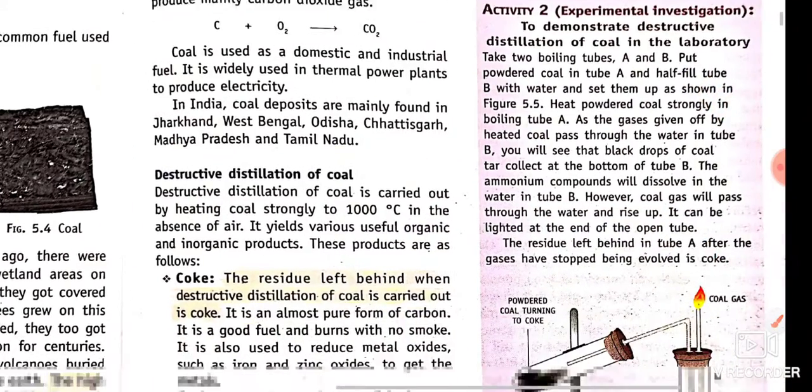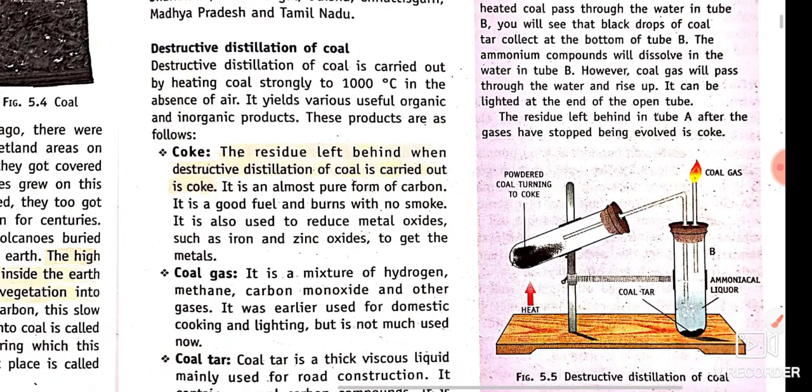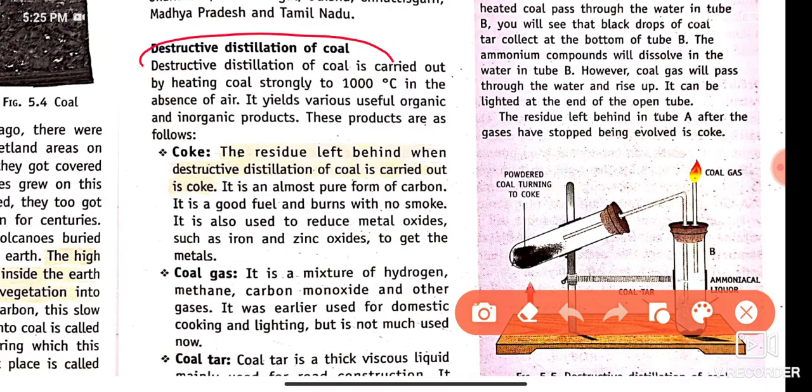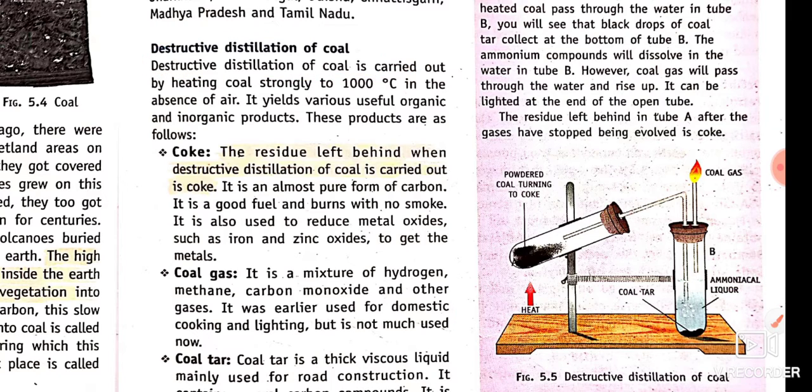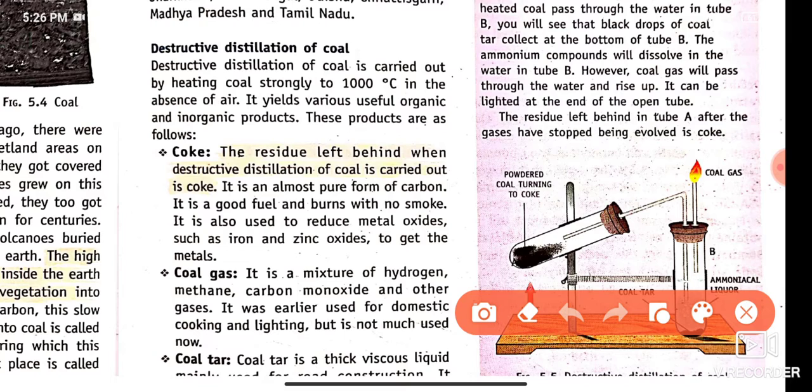Now, next is an important process known as destructive distillation. Why do we do destructive distillation? Destructive distillation is carried out because we get useful products from the coal. So that's why we do the destructive distillation of coal. It is done by heating the coal strongly at 1000 degrees Celsius in the absence of air. This is the condition of destructive distillation.